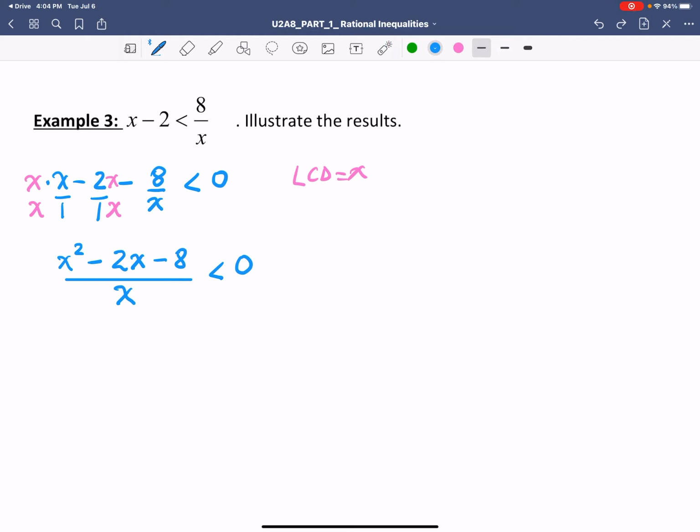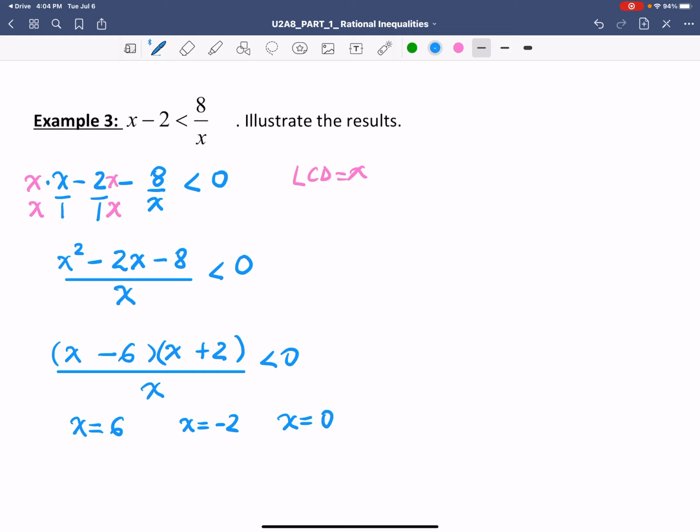And now we are going to start studying the sign. I will factor the numerator because I can. If I couldn't, I could have just used the quadratic formula. That's totally fine as well. And we have x minus 6 and x plus 2 here divided by x. Now it's easier for me to find the zeros. So we have a 0 at 6, a 0 at negative 2, and a 0 at 0, which is the 0 of the denominator. Number line, here we come again.